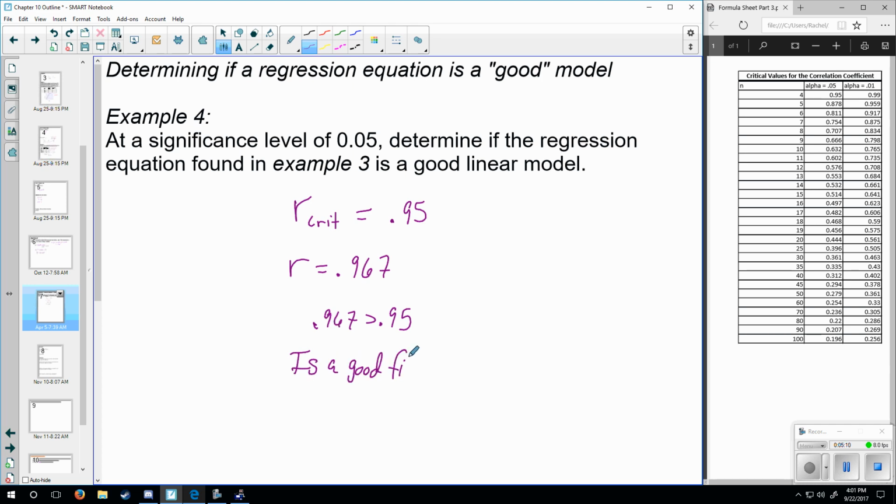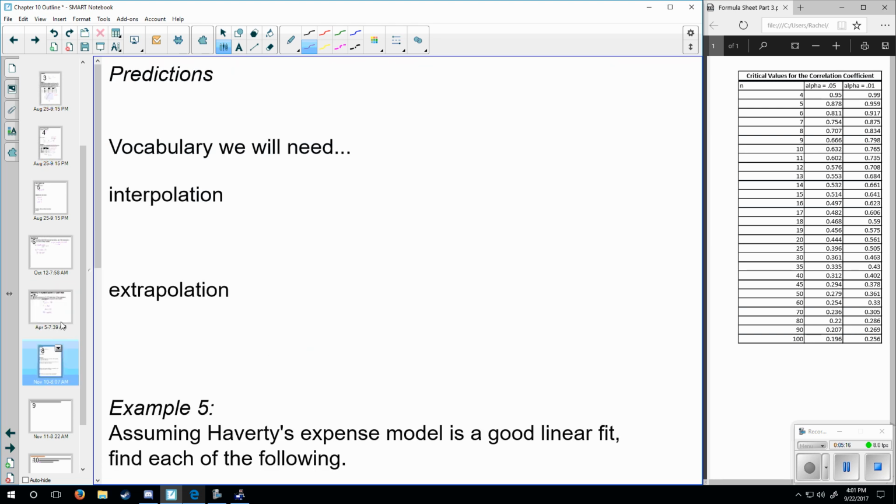So that means it's acceptable to use the model that we have found. Next up, let's answer a couple of questions based off of our model. To do this, you have to first understand the difference between interpolation and extrapolation. Interpolation is estimating what's happening with your data within the bounds of your set.